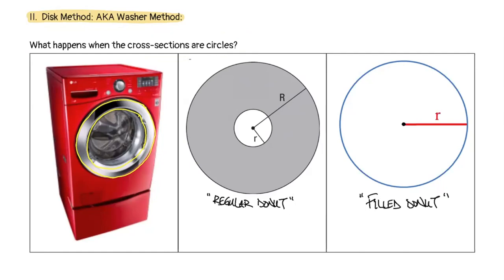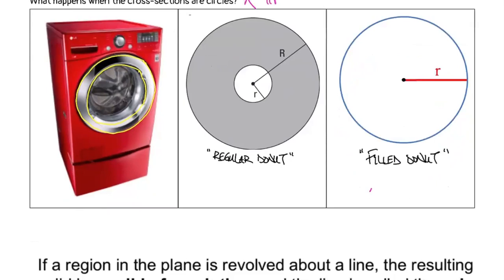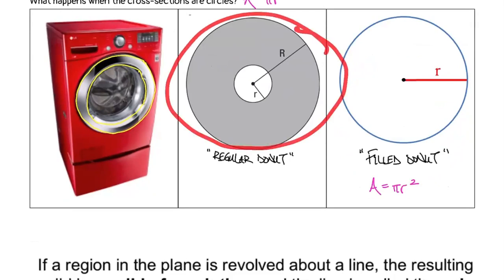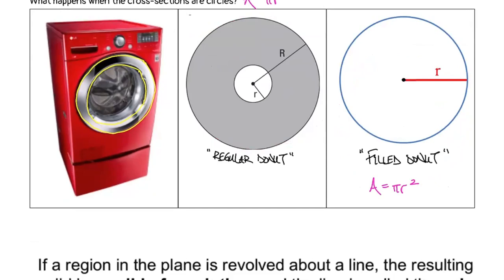And if we're thinking a full circle, the equation we really want to have in our brains is area equals pi r squared, okay? And in fact, we could say that for a filled donut situation, area is pi r squared. But how would we modify that equation for area for this regular donut picture in the middle?